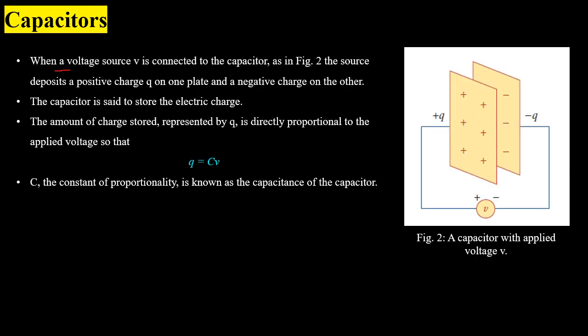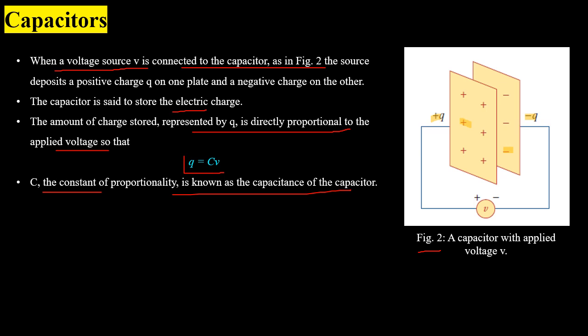A capacitor connected to a voltage source is shown in figure 2. When the circuit is closed, the source deposits positive charge Q on one plate and negative charge minus Q on the other plate. With this, charges are stored in a capacitor. The amount of charge stored on a capacitor is directly proportional to the applied voltage. Mathematically, charge Q is equal to CV, where V is the applied voltage and C is the capacitance of the capacitor. In this relation, capacitance is also the constant of proportionality.